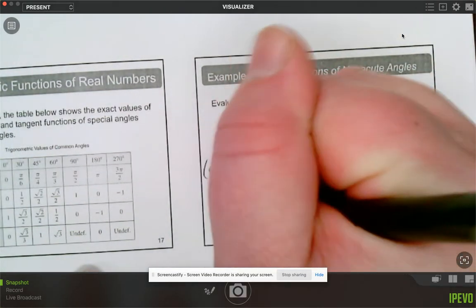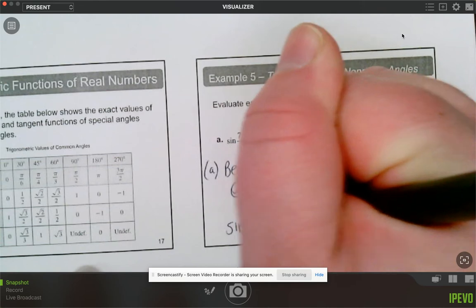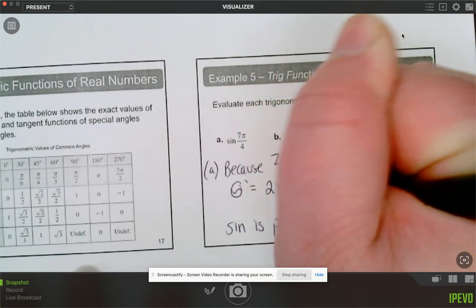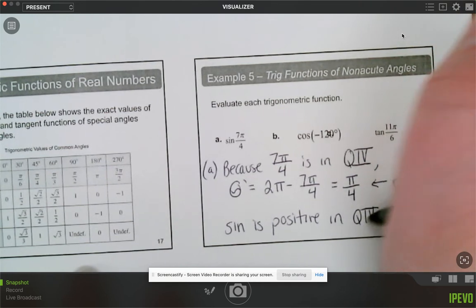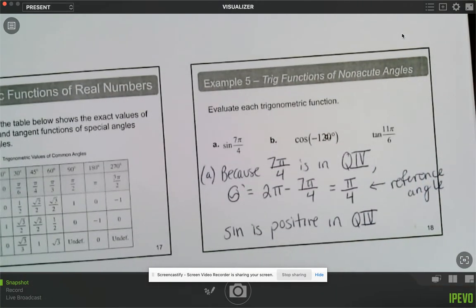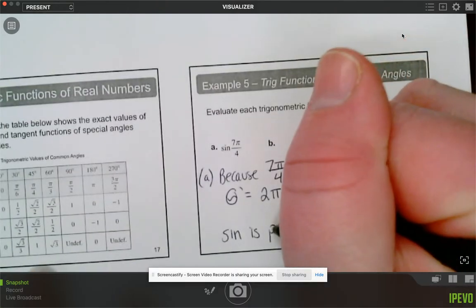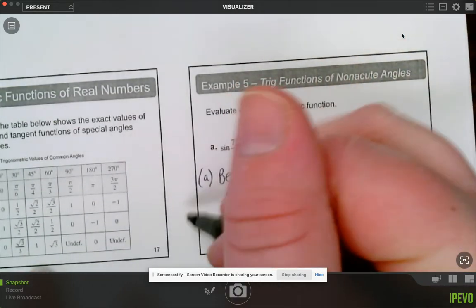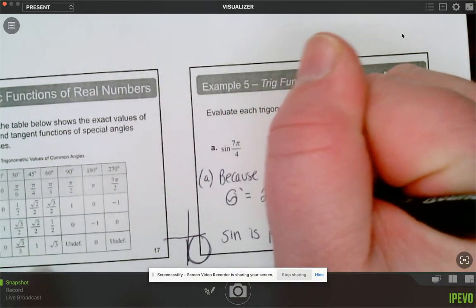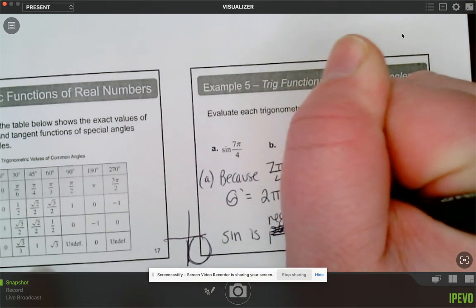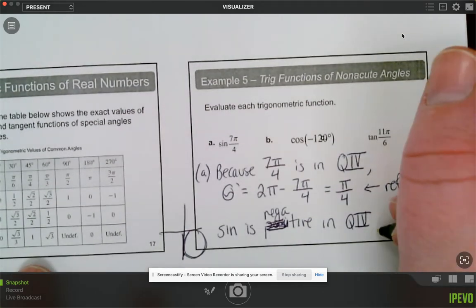Okay. We can say sine is positive in quadrant 4, right? So in quadrant 4, I just started writing that and I realized that's wrong. Sine is negative, isn't it? In quadrant 4, so if you're in quadrant 4, you're down here. Y is negative down there. Got a little ahead of myself. Sine is negative in quadrant 4.